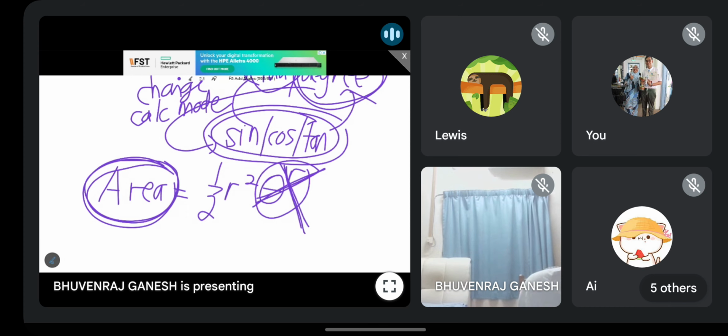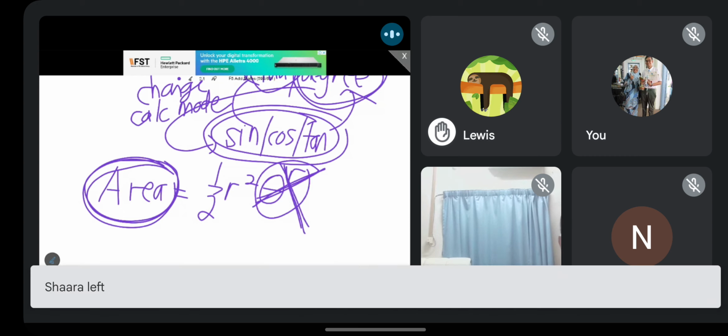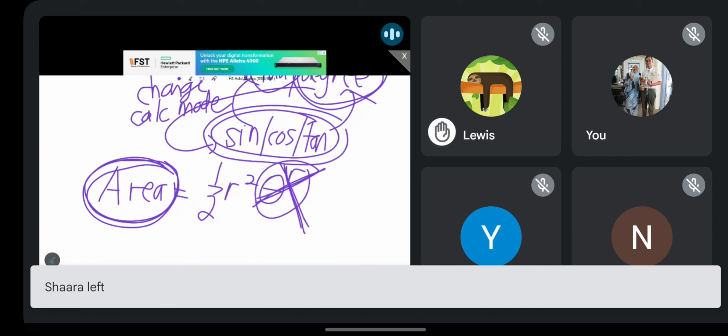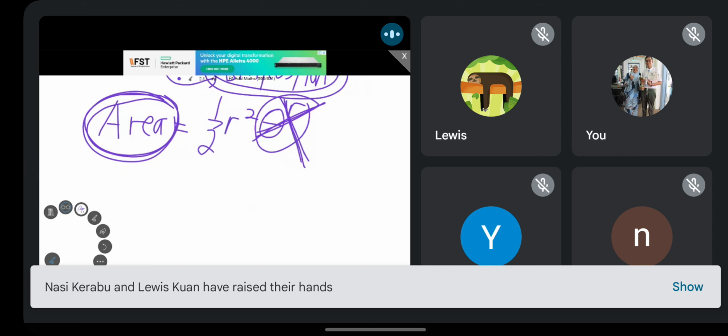If you don't know, raise your hand. I want to see. Those who don't know. Okay, got a lot who don't know. Okay, never mind, I give you all a hint. Saya bagi clue. Guys, do you all know this formula?